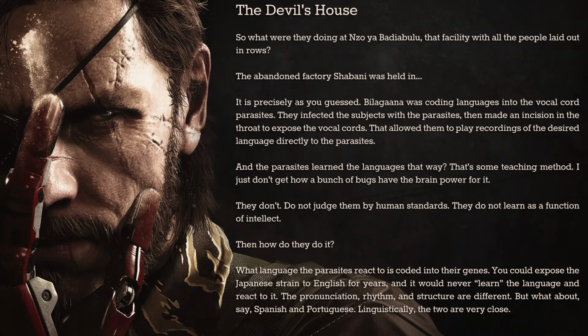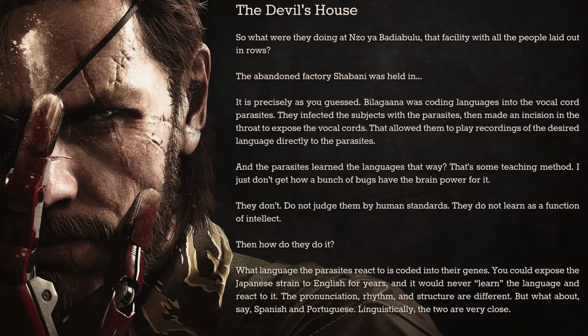So what were they doing at Nzoya Badia, Baloo? That facility with all the people laid out in rows? The abandoned factory Shabani was held in. It is precisely as you guessed. Black Anna was coding languages into the vocal cord parasites. They infected the subjects with the parasites, then made an incision in the throat to expose the vocal cords. That allowed them to play recordings of a desired language directly to the parasites. And the parasites learn the languages that way.